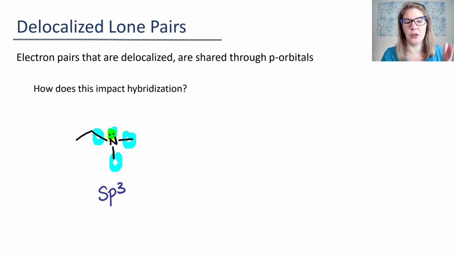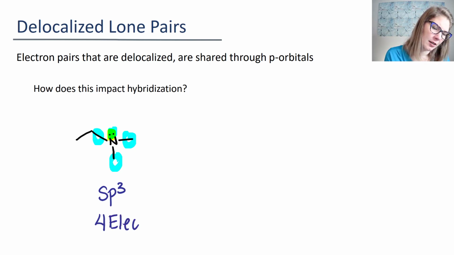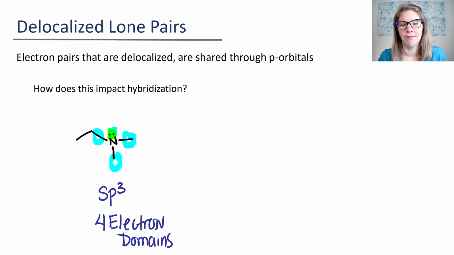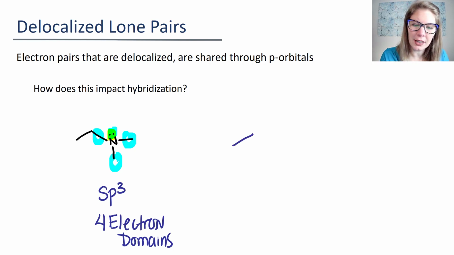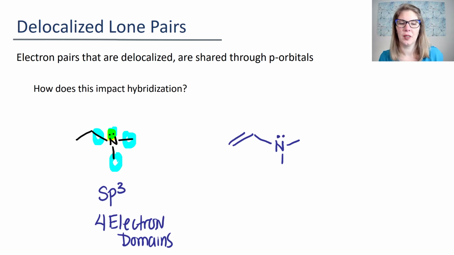So we went back to general chemistry. We said in general chemistry, we would have looked at this and said 4 electron domains, and that means sp3 hybrid. Let's change it up. Let's change it to the structure that we had earlier, where we have a pi bond there now. We said that that lone pair is now delocalized in this structure. But what does that mean for hybridization? If you went back to general chemistry, what you would do is you'd look at this and say 1, 2, 3, 4 electron domains, that must be sp3 hybridized.